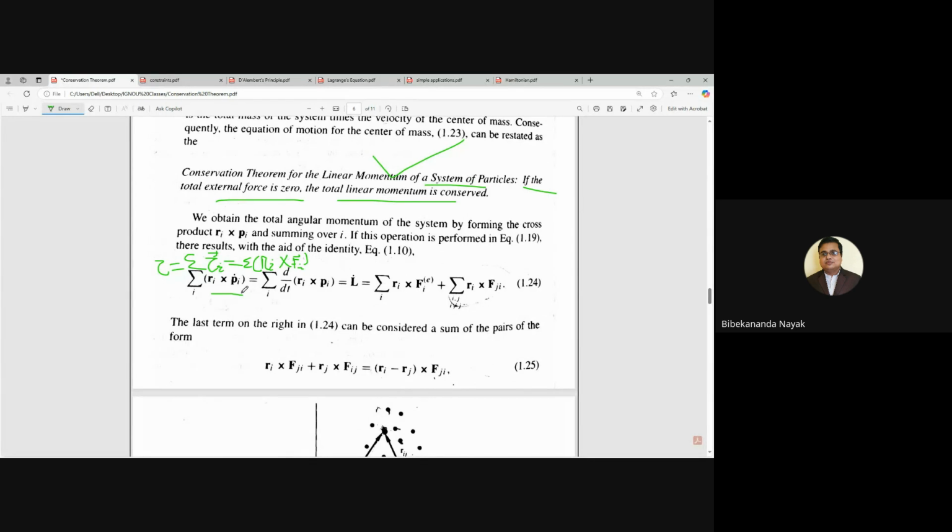Again, as I already saw, this is nothing but the derivative of r cross p_i, because the second term will be 0. For d by dt of A cross B, we have A cross dB by dt plus dA by dt cross B, and that term will be 0, so it will be this, which is your torque. Torque means the rate of change of angular momentum L. So this is your L, r cross p_i.